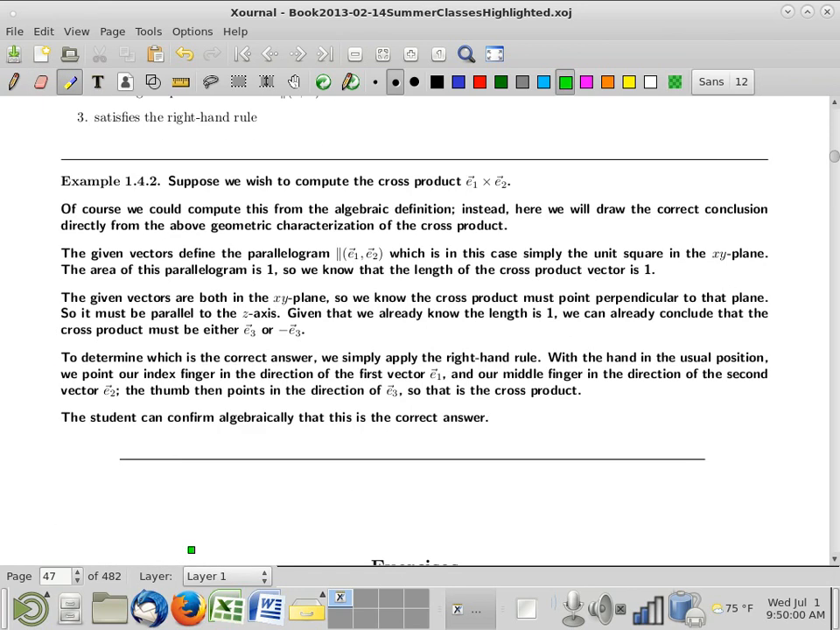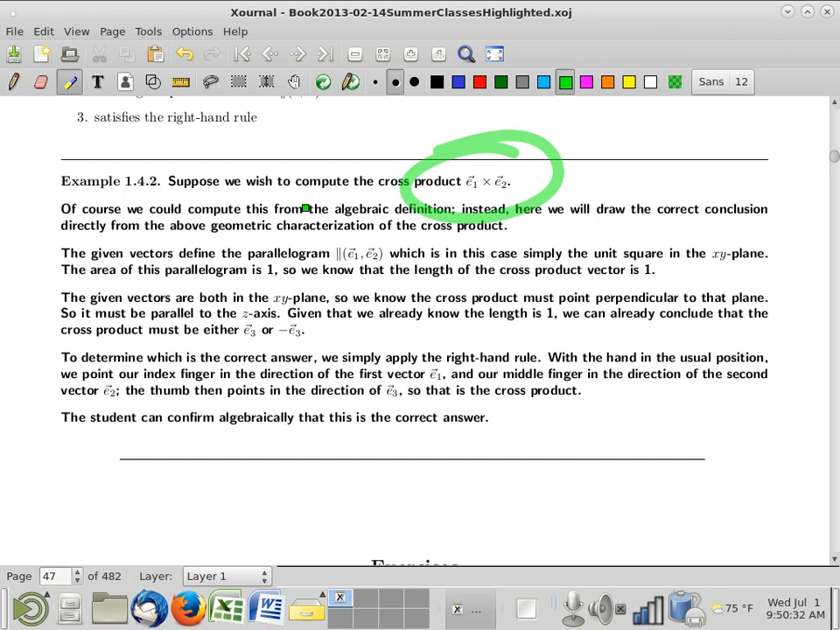So a quick example: suppose I want to compute the cross product of E1 and E2. Well, now you can write down the formula, but you can also make a geometric argument and say, look, E1 and E2, I'm just going to do this hand waving, there's E1, there's E2. E1 and E2 make a parallelogram, which is the unit square. I know what the area of the unit square is. The area of the unit square is 1. So E1 cross E2 has length 1.